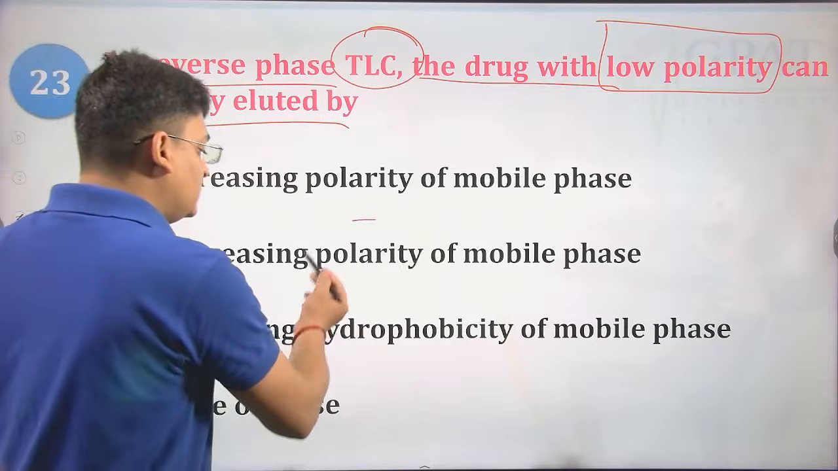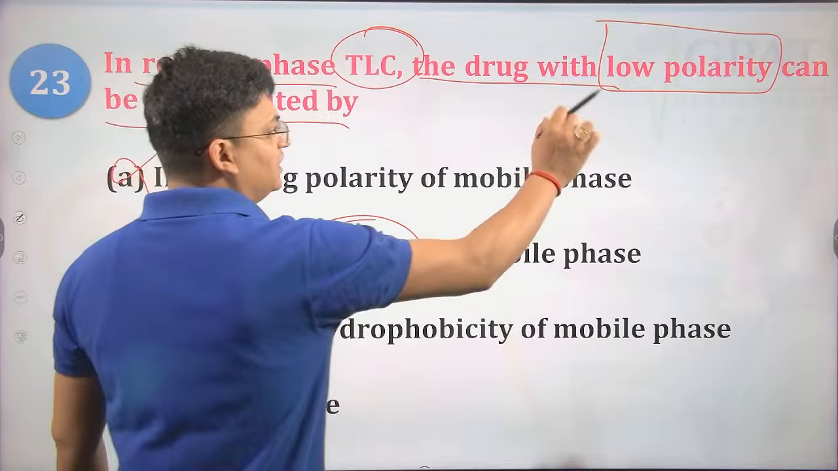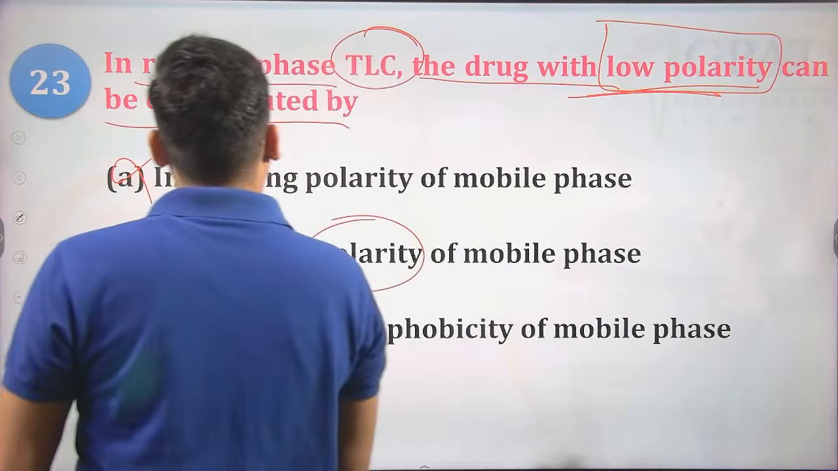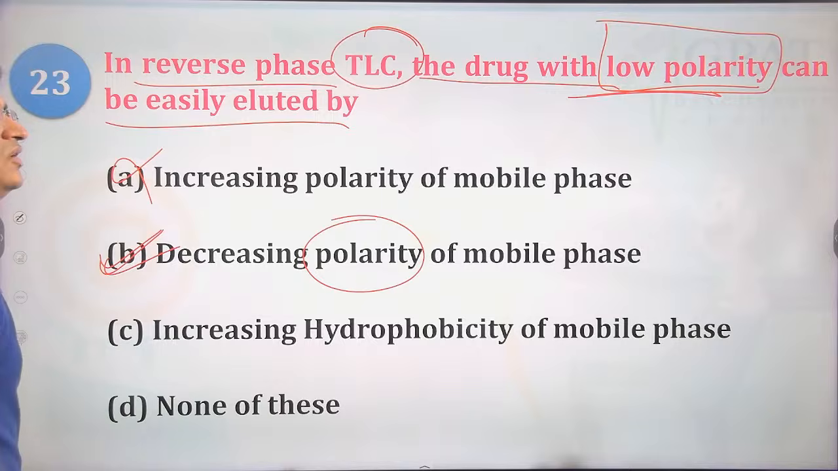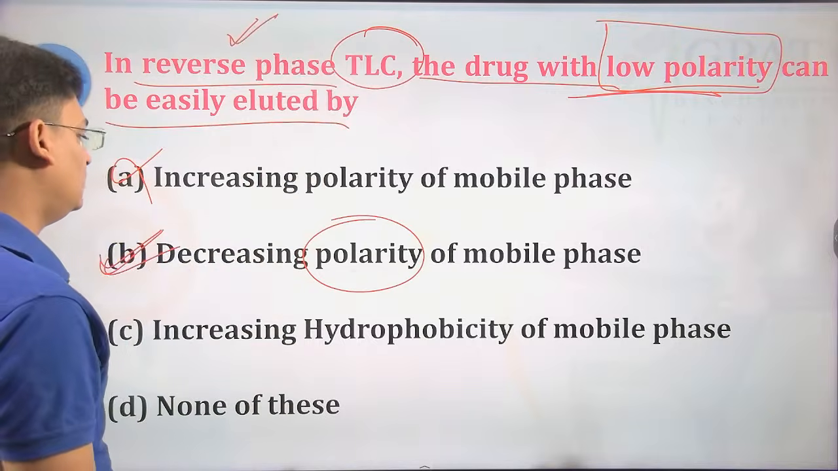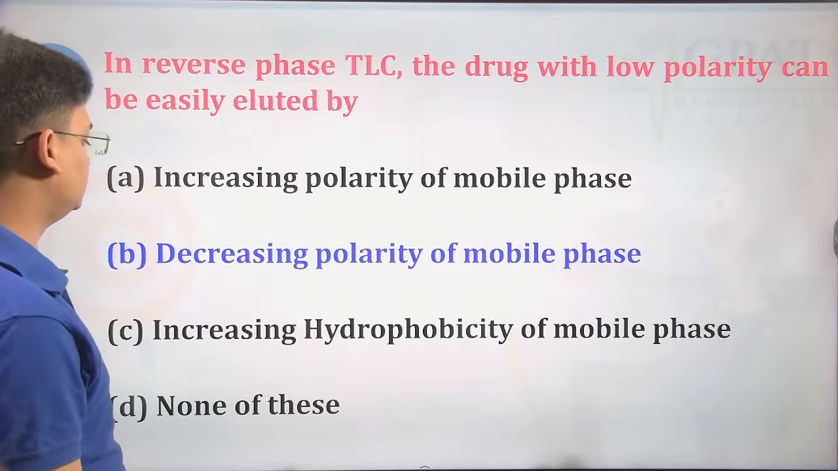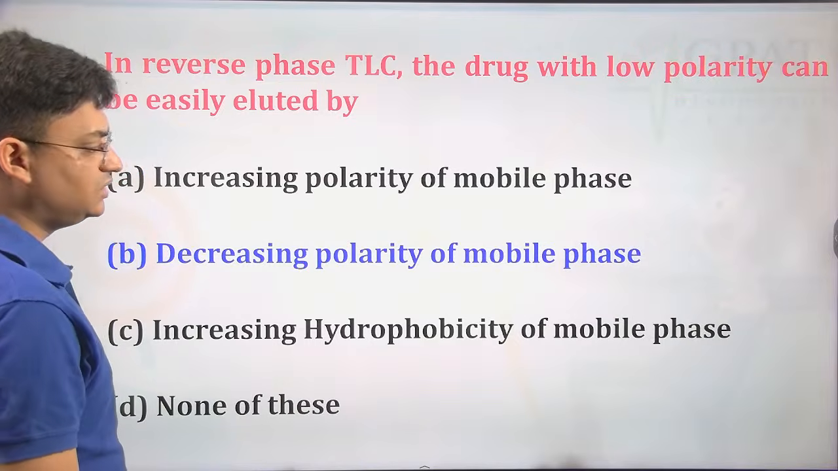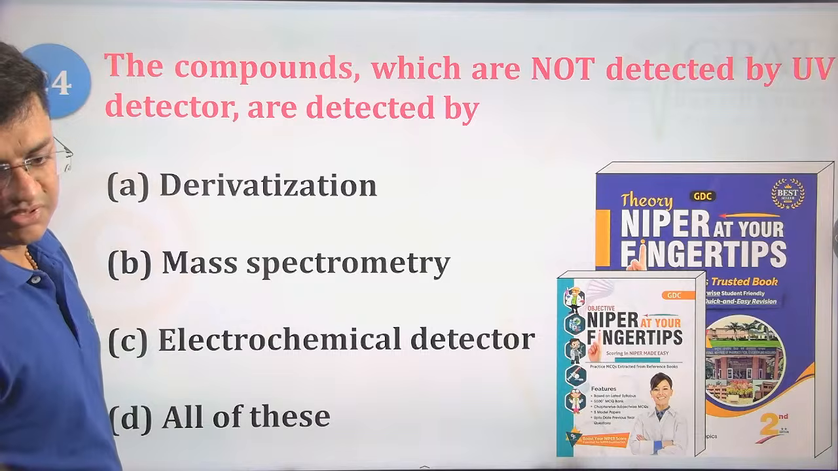If you are decreasing the polarity of the mobile phase, then you can have elution of the drug with low polarity, because we are talking about the reverse phase TLC. So option B is the right answer. Option B will be the correct answer.